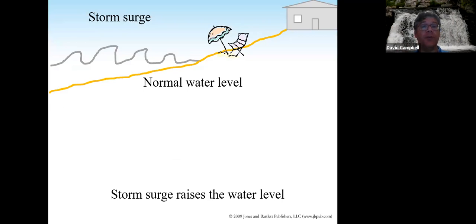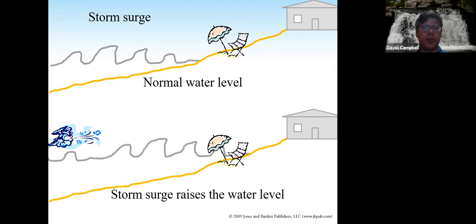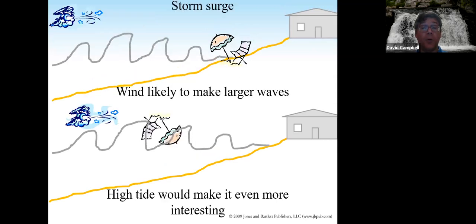So here's a picture version. If that's our normal water pattern, the storm surge raises the water level. Also, we've got bigger waves in the wind. When we put those together and at high tide, this not only wasn't such a good time to leave the umbrella and chair out, it might not be such a good idea to still be in that beach house.